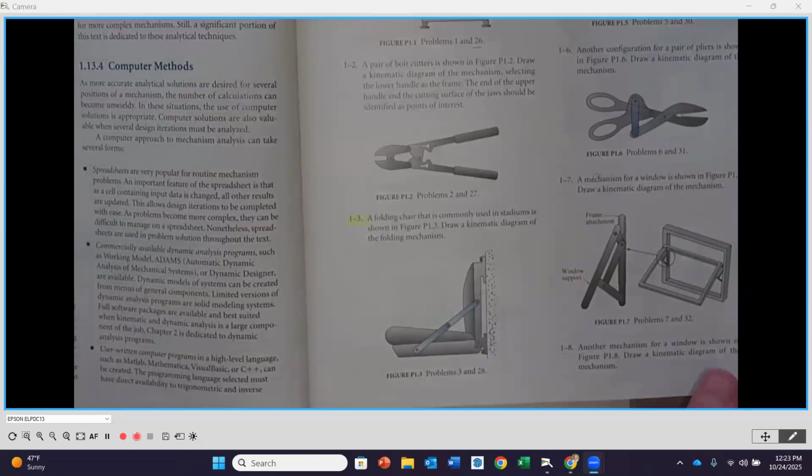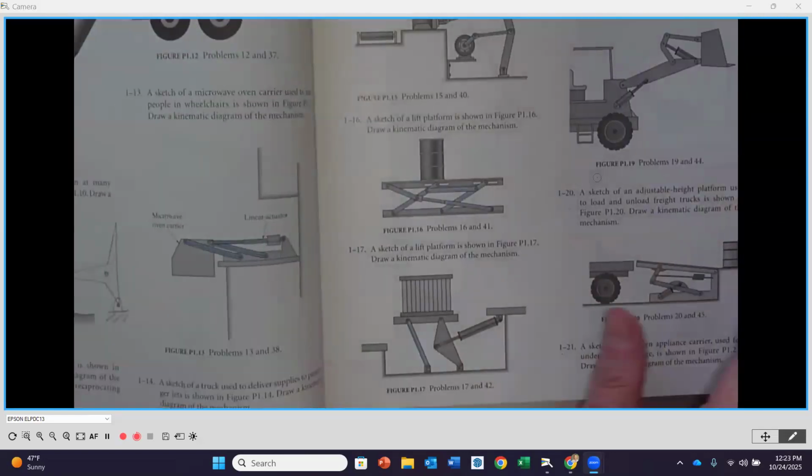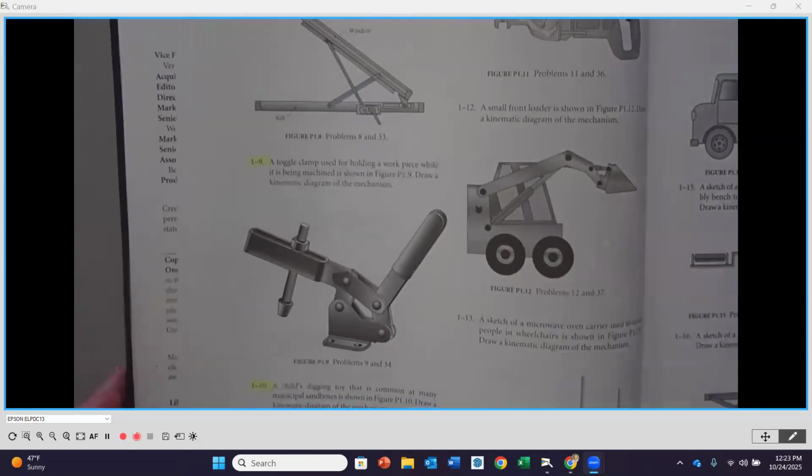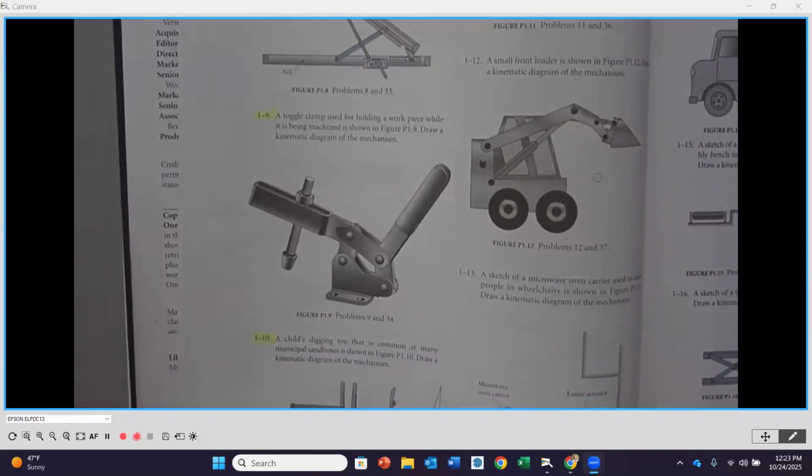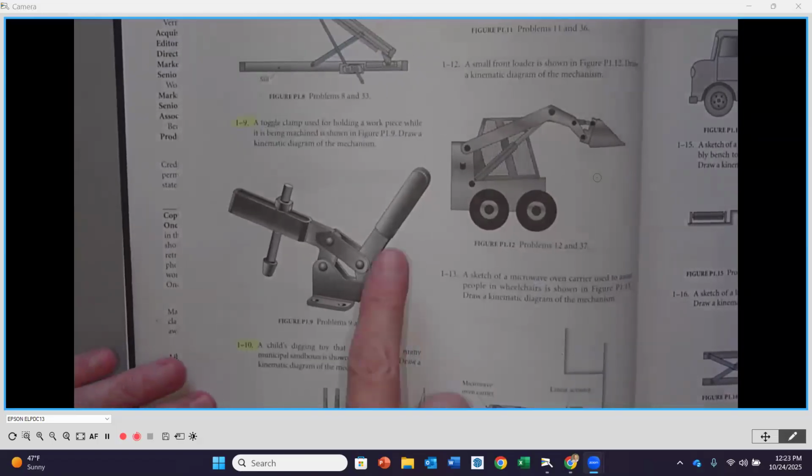Okay. All right. Then I'm going to turn the page. And the next one we have here is a toggle clamp. So this is similar, a little bit different configuration than the ones that we did in class, but really the same operation again. So we have a handle here.